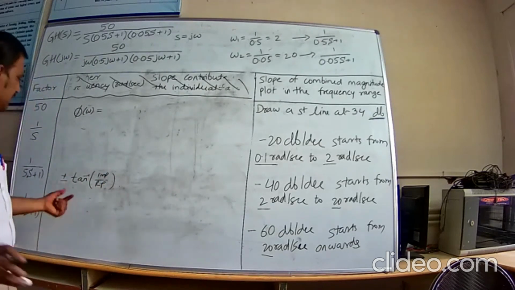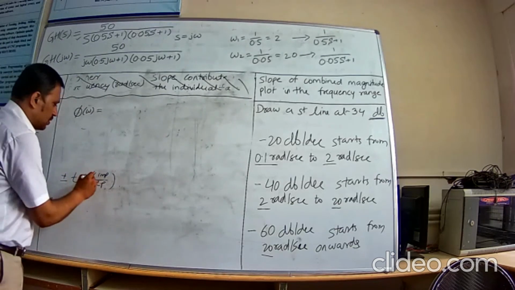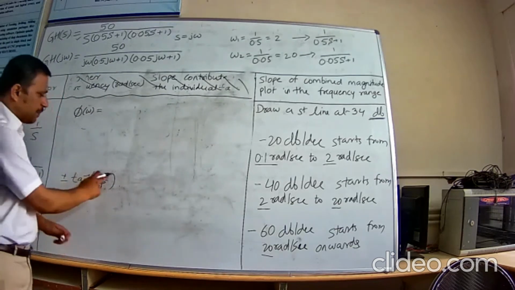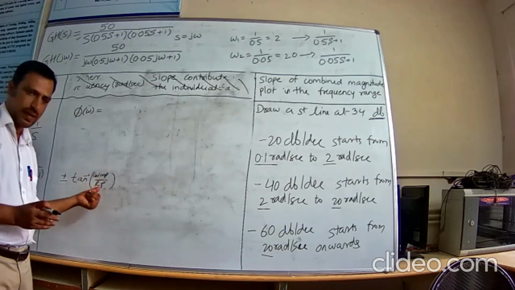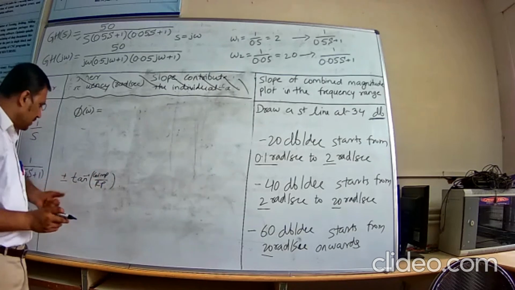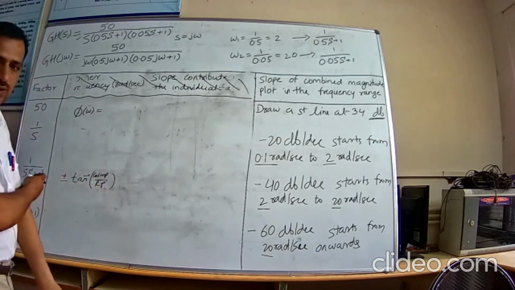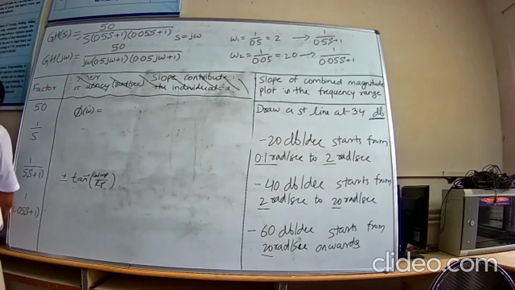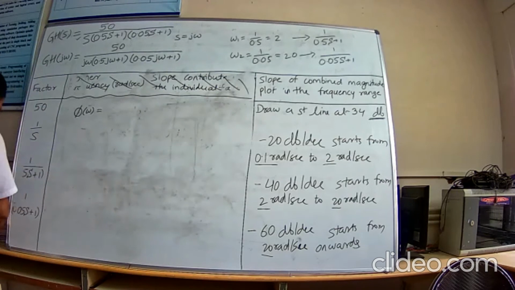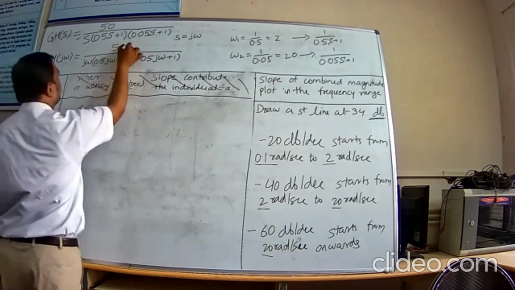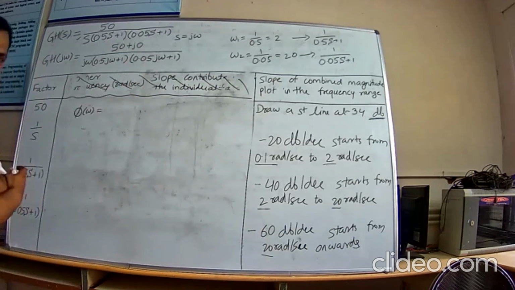Okay, I will repeat this once again. Tan inverse of coefficient of imaginary part divided by real part. If the term is in the numerator, then we have to use plus. If the term is in the denominator, then we have to use minus. Okay, I will write that for all the factors. We can write this 50 as 50 plus j0.